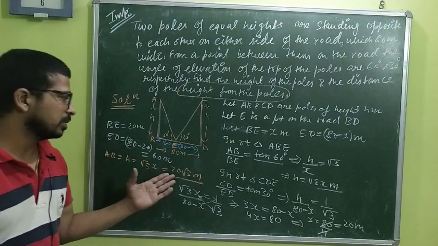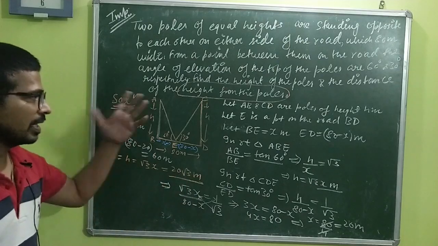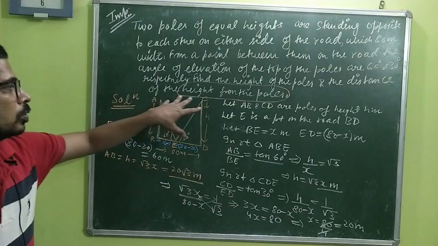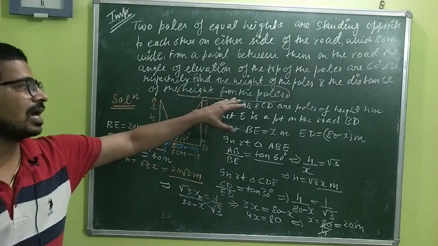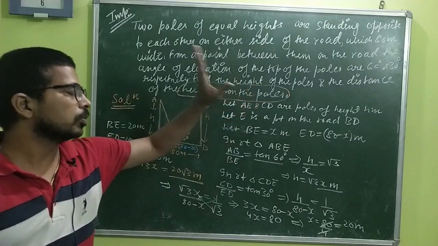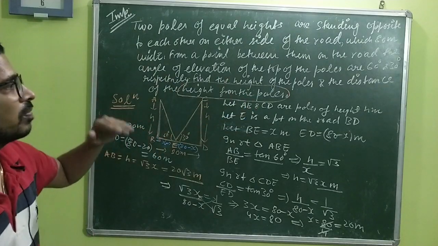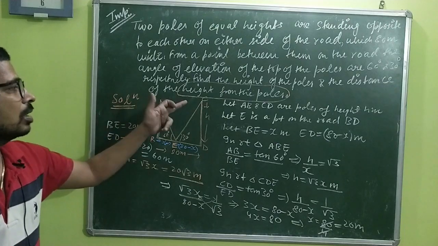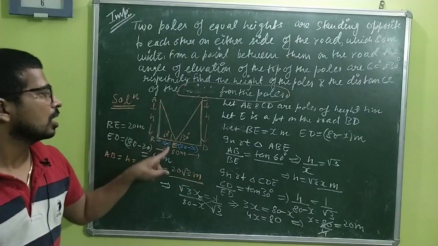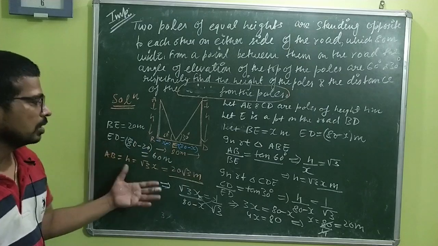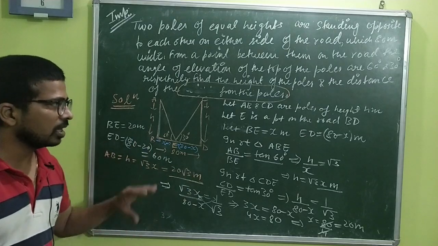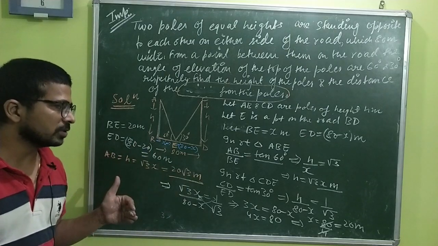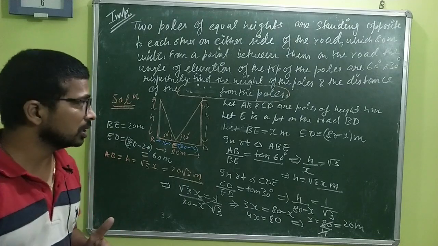This is the most common mistake made by students when I go for evaluation. They forget to find the height of the pole. So both things have to be found: the height of the pole and the distance from the point to the poles. Okay, so you can do this question. We will discuss a few more questions and you can ask more questions.